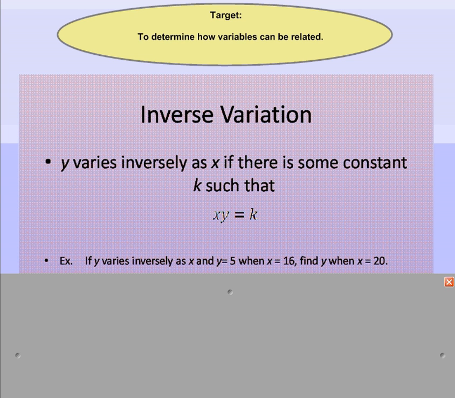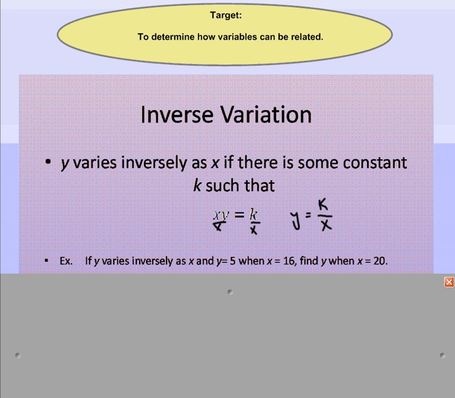Our second type of variation is known as inverse variation. This is one that we're not quite as familiar with. This is dealing with our rationals. Y varies inversely as x if there is some constant k such that x times y equals k. In this situation, if you wanted to put it into a y equals form, what you would notice is that the x is in the denominator. So this is a rational equation with an asymptote of 0, just as we've discussed in the previous section.